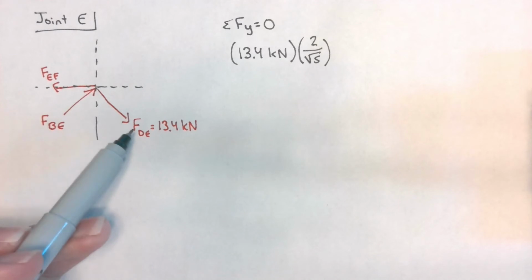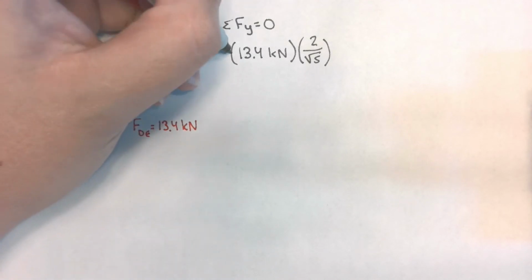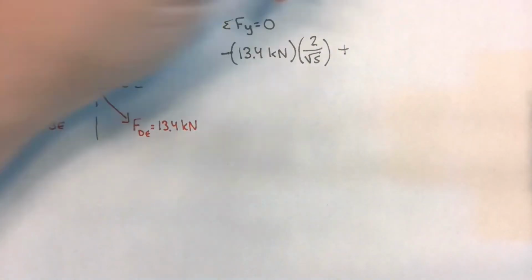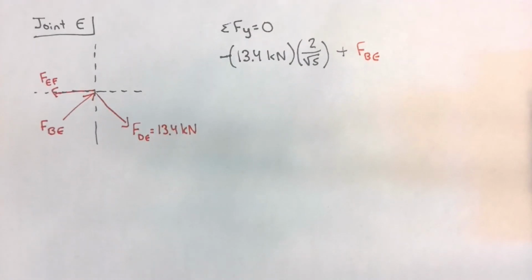All right. And this is acting in the negative y direction, right? So I'm going to stick a negative sign to it. Okay? And then I have a positive component for my force BE. So I'm going to say plus my force BE, but I only want the y component.